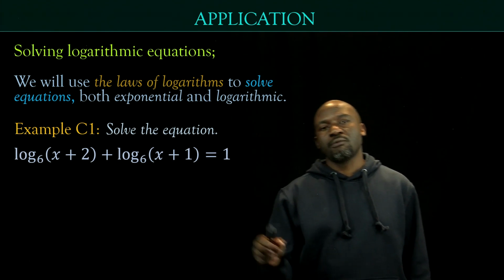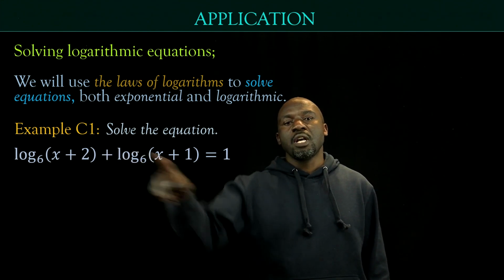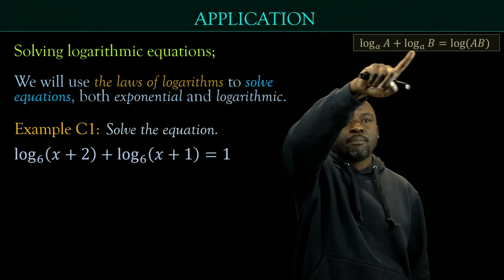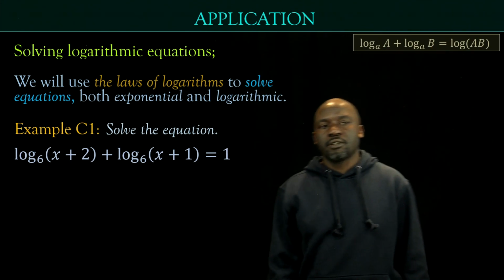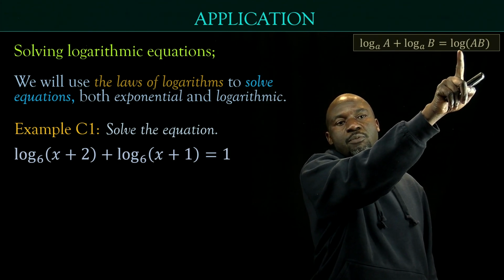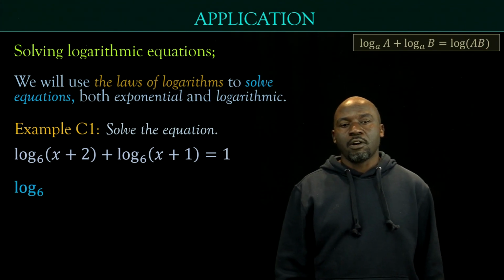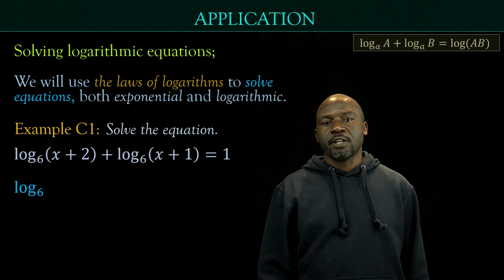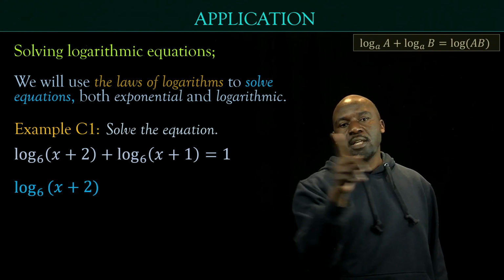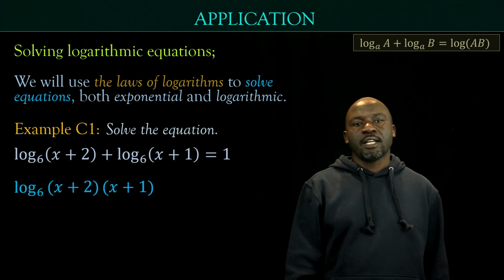So if we are going to solve, we need to put them together, and because this is a sum, we need the product law, which says that log to base a of A plus log of B is log of the product of the two. So using that same idea, I'm going to keep one log, and then I'll take the arguments and multiply them together. And so I have log to base 6 of the first argument, x plus 2, times the second argument, x plus 1, and we will equate that to 1.